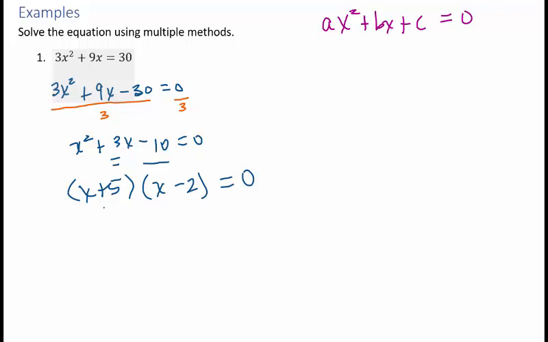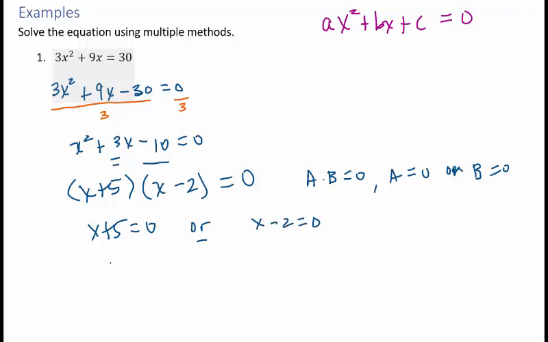Next, we're going to set each of these factors equal to 0, because if a times b is equal to 0, then either a is equal to 0 or b is equal to 0. So x plus 5 is equal to 0 or x minus 2 equals 0. Subtract 5 from each side, we get x equals negative 5. Add 2 for the other equation, we get x equals 2. We see that this equation has 2 solutions: x equals negative 5 or positive 2.